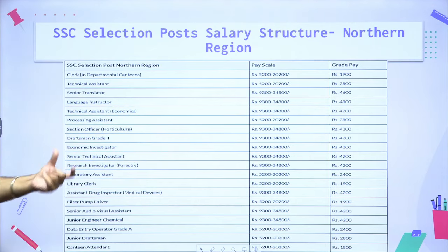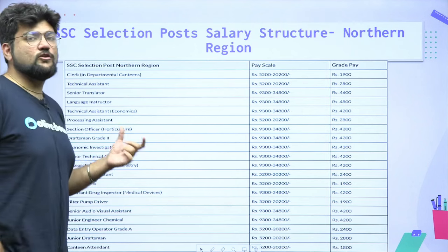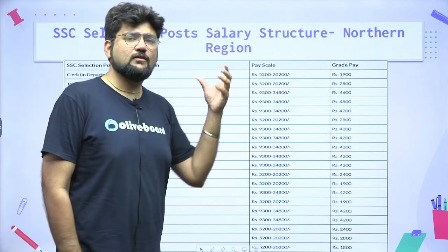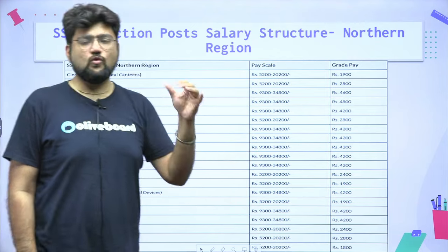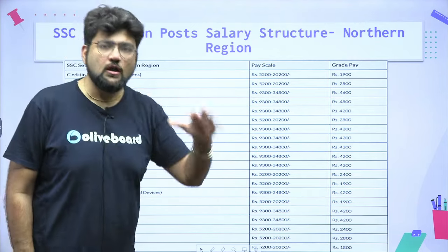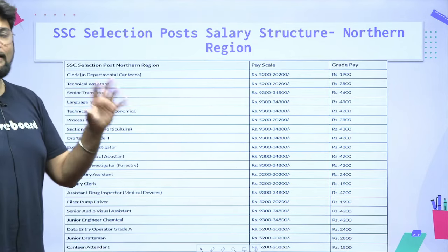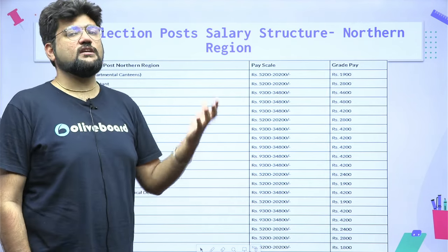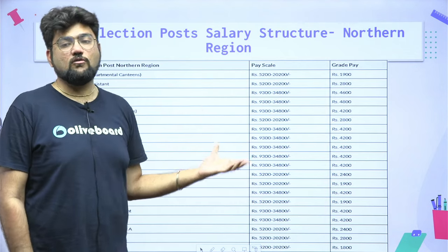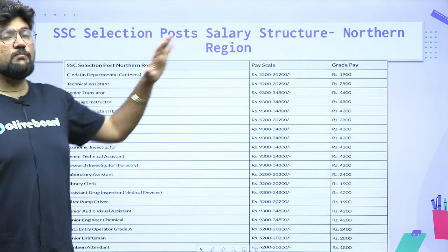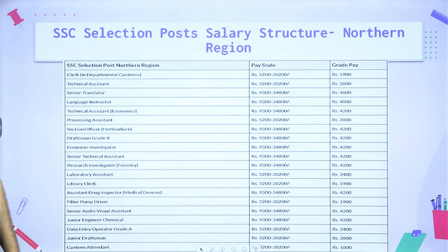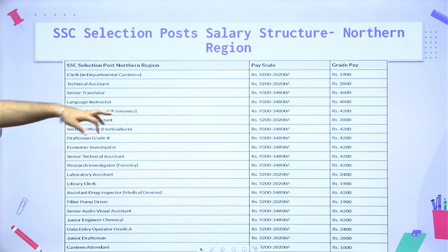So I'm letting you know that this is going to happen, and if that happens, there is going to be a multiplication factor which is expected to be around 1.9. So you can expect your salaries to almost double. Almost double. This has happened in the past. It happened in the 6th commission, it happened in the 7th commission, and it is expected in the 8th commission for all central government employees. So just expect a good bump in salary here also. Okay. Clerk, technical assistant, senior translator, as I told you, processing assistant, section officer, horticulture, draftsman grade 2, economic investigator, senior technical assistant, and you can see the posts here.